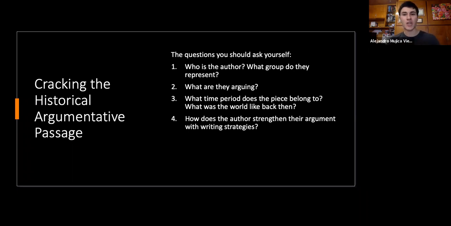So the questions you should ask yourself: who is the author and what group are they a part of? What group do they represent? You have a little explanation above the passage that tells you who wrote it and when they wrote it. That's important for this kind of passage especially. You can tell if they're a man or a woman, and you can tell where in history the piece belongs. So is it in the 1800s?